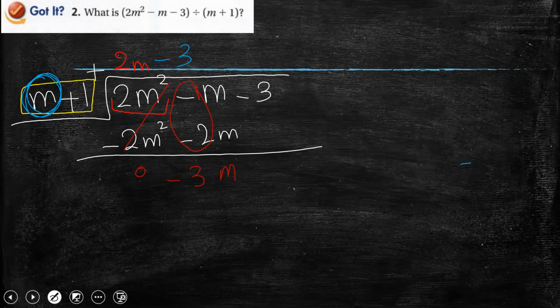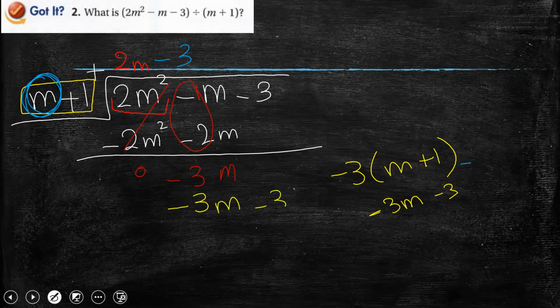Then let's come to multiply. When you want to multiply, multiply by the whole divisor. -3 times m plus 1. -3 times m is -3m. -3 times 1 is -3. So what do I get now? I get -3m minus 3. And here you have a minus sign.